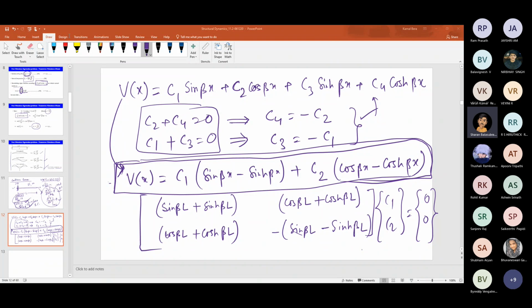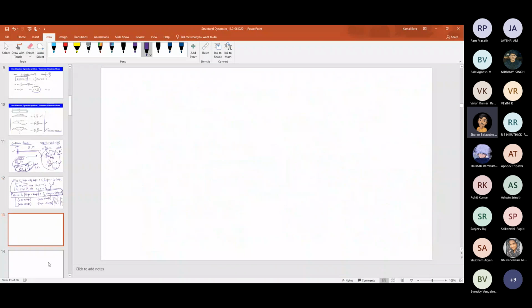So cos beta L into cosh beta L equal to 0. Cos beta L into cosh beta L equal to 0. Yes, sir. Please check it again.